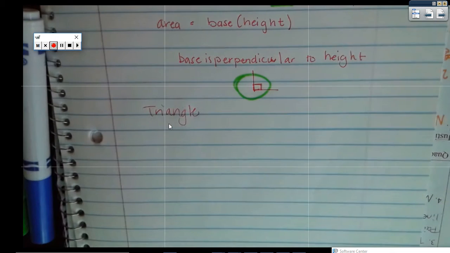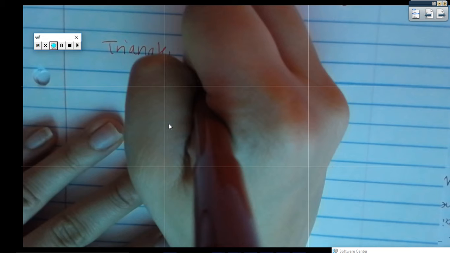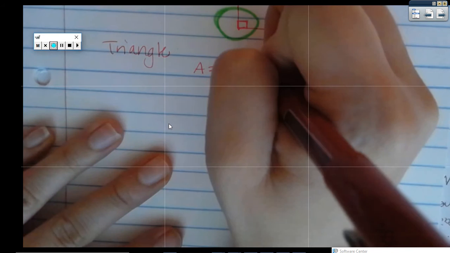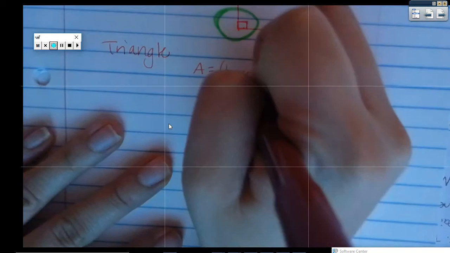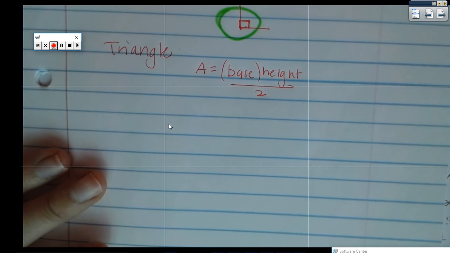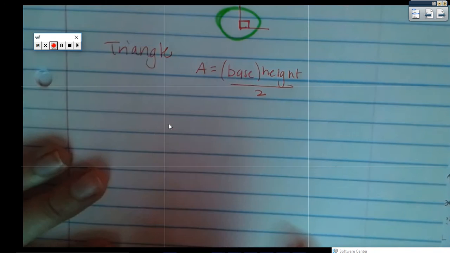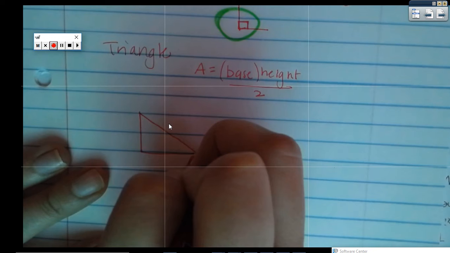Okay, so for the triangle, again, it has to be base times height. But for a triangle, it's going to be base times height divided by 2, because 2 triangles would form a parallelogram. So that's your area of a triangle. Here are a couple of examples that you might see.